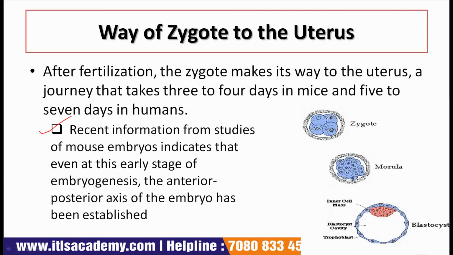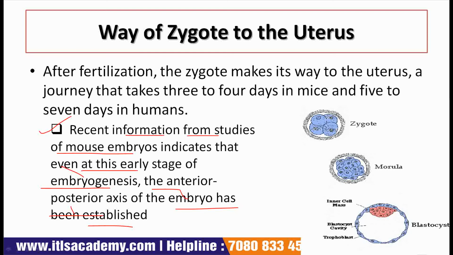Next point, recent information from studies of mouse embryos indicates that even at this early stage of embryogenesis, the anterior posterior axis of the embryo has been established. The establishment of the anterior posterior axis is critical to normal fetal development because it helps determine the overall body plan of the embryo.